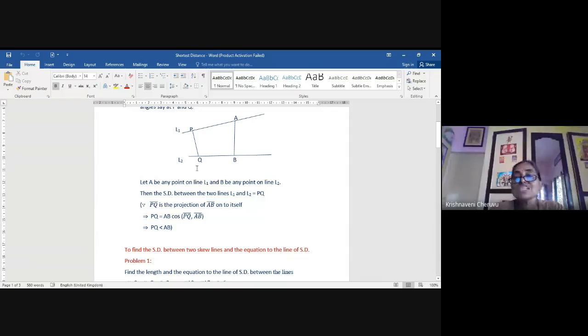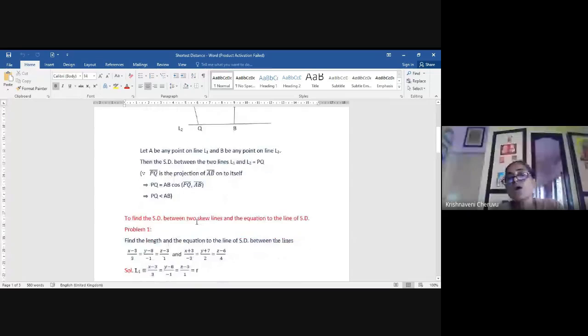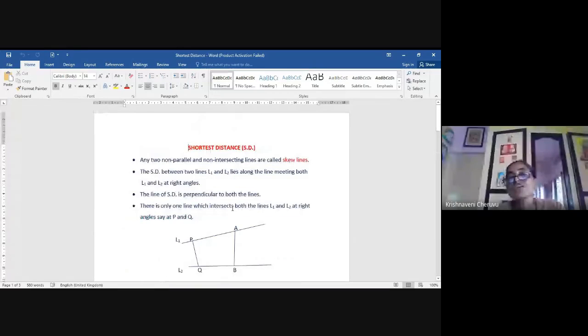That is why by projection formula, PQ distance is equal to the distance AB times the cosine of the angle between PQ and AB. This is the notation for angle between PQ and AB. Because PQ is AB into cos angle, you can always say that PQ is less than AB. So this is what you have to understand about the shortest distance, girls.